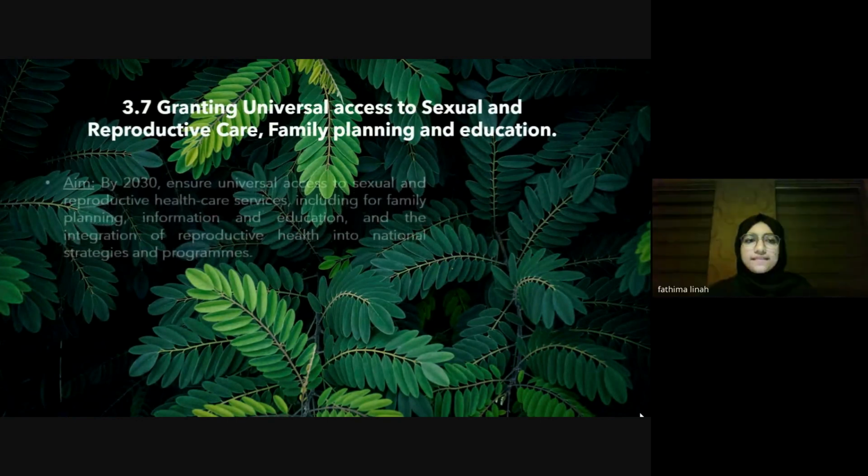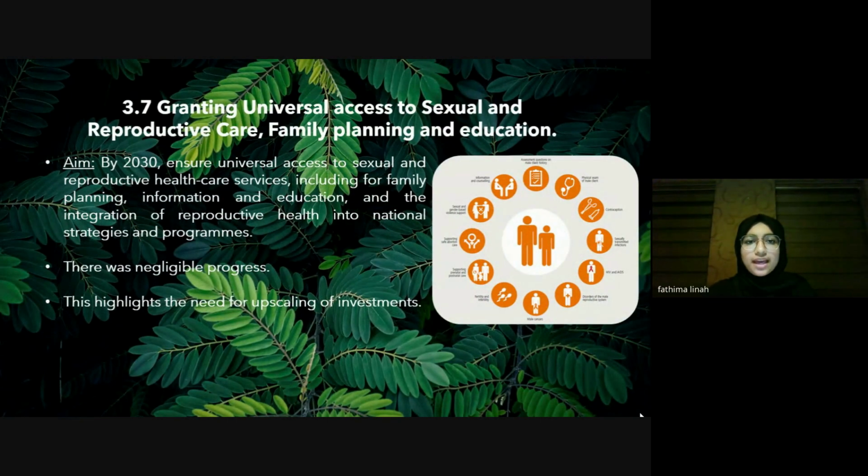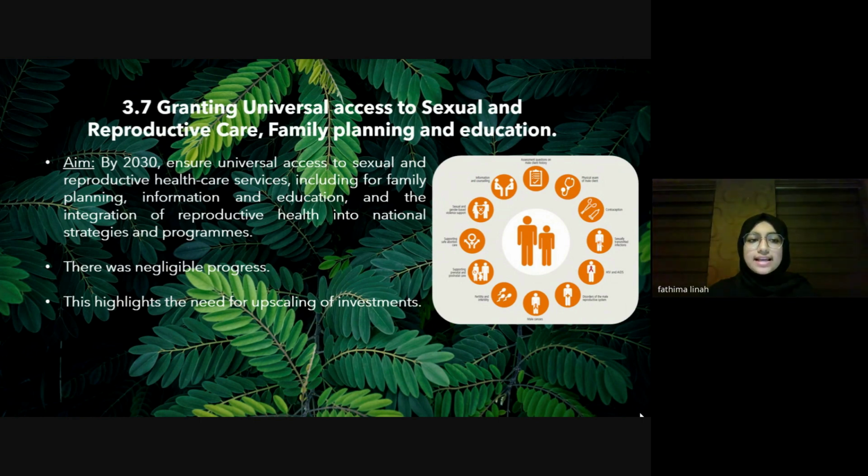Target 3.7 is about granting universal access to sexual and reproductive care, family planning, and education. By 2030, it aims to ensure universal access to sexual and reproductive healthcare services, including family planning, information and education, and the integration of reproductive health into national strategies and programs.